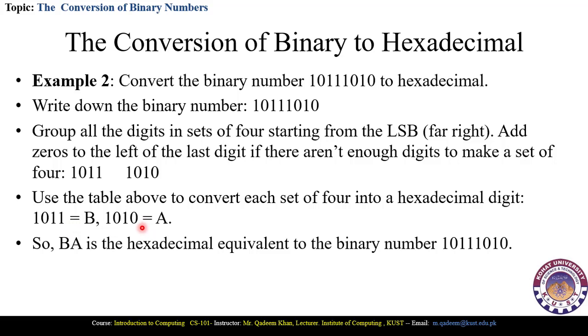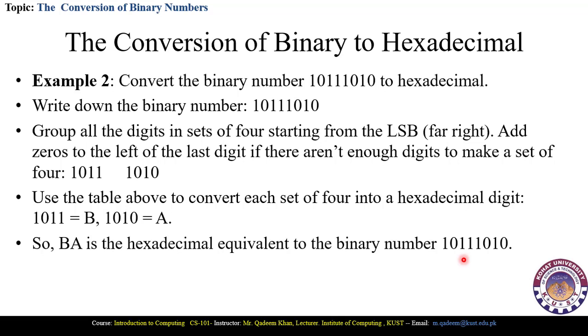So we have converted each set of 4 bits into hexadecimal. So this is AB. So AB is the required hexadecimal equivalent of this binary number. This is another representation of converting binary to hexadecimal.